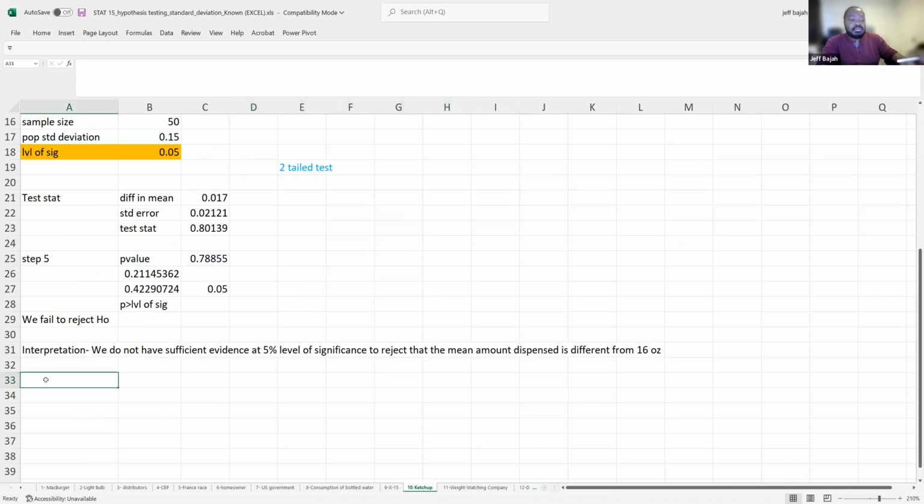Now let's try the critical value. Maybe the critical value will give a different result. It wouldn't, but let's do that. So for the critical value, this is a two-tailed test.